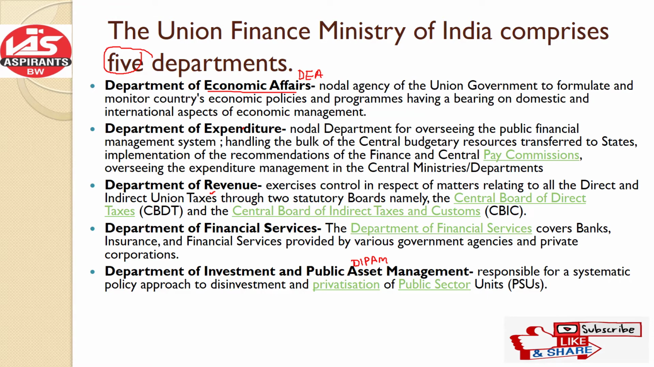Let us start from the last one, the Department of Investment and Public Asset Management. You can easily infer it is basically for the disinvestment and the privatization of public sector units. If the government has to privatize PSUs, that is public sector companies, the Mini Ratnas, the Maharatnas, and has to sell their shares as part of disinvestment, all of that work will be handled by the Department of Investment and Public Asset Management.